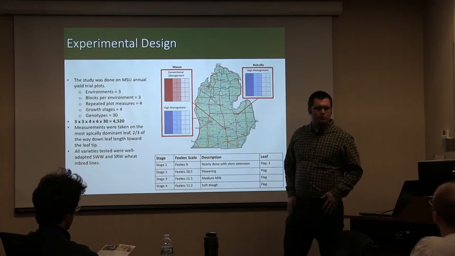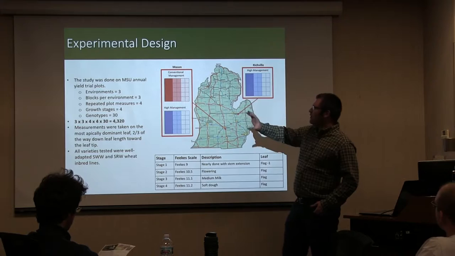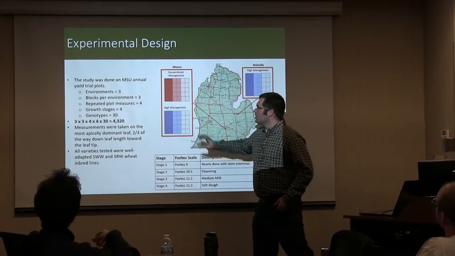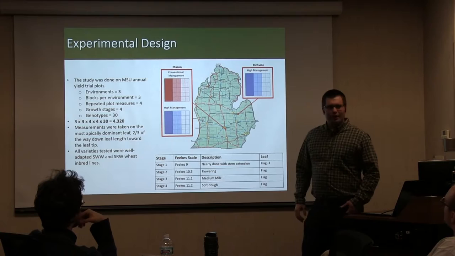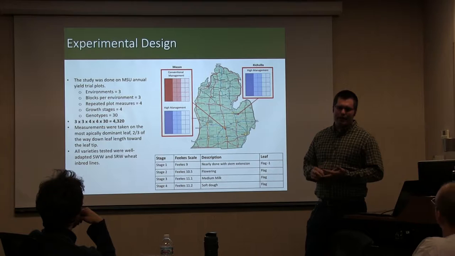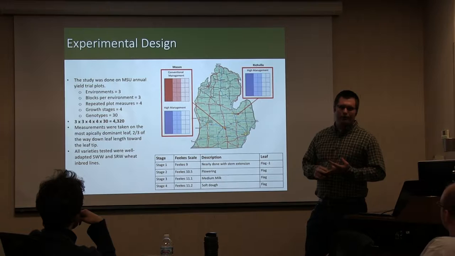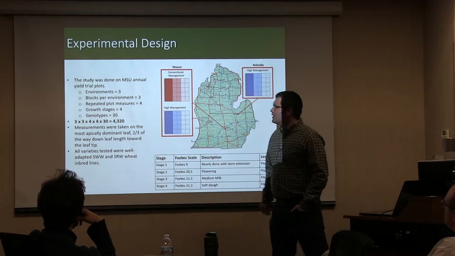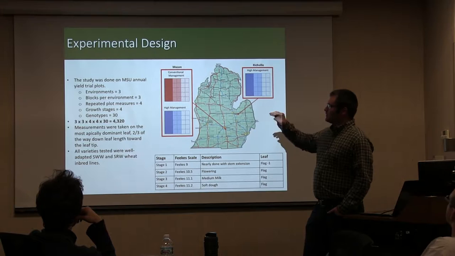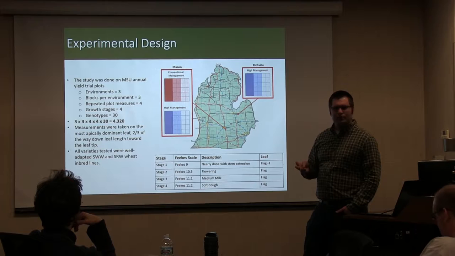So the reason I call it three environments is because at Mason, the exact same trial was also grown under conventional management, which didn't have as much fertilizer and did not have the addition of foliar fungicide applied. So three environments. In each environment, we had three complete blocks, and we measured each plot four times, two in the morning, two in the afternoon, to try to compensate for any daytime variation.